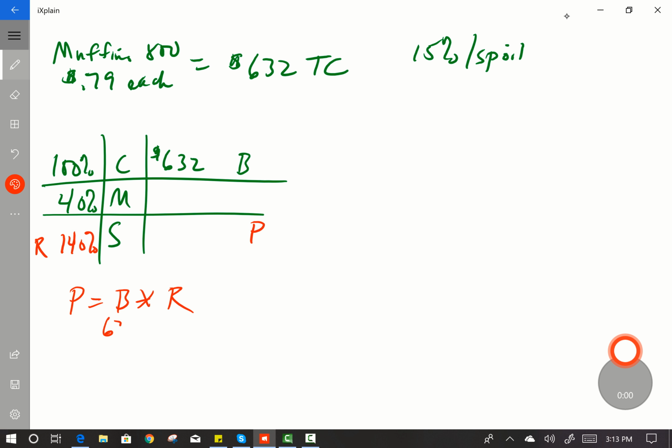It's 632 times 1.4 after I move the decimal point 2 places to the left. That will equal $884.80. And then the markup is the difference between the cost and selling price, which is $252.80. Alrighty, let's see.